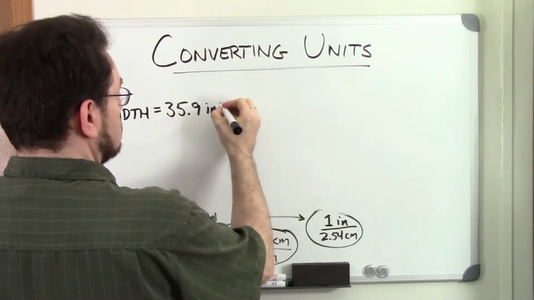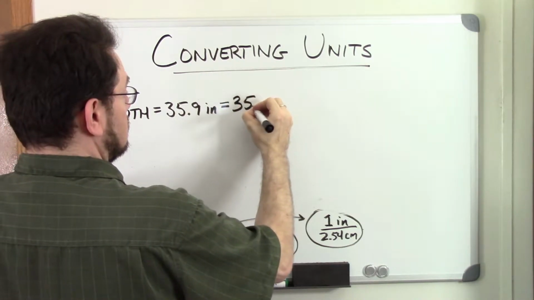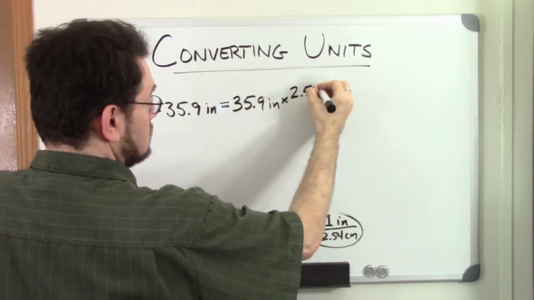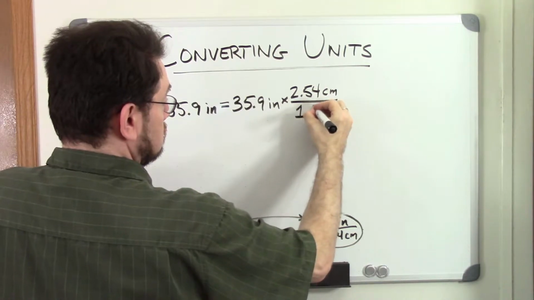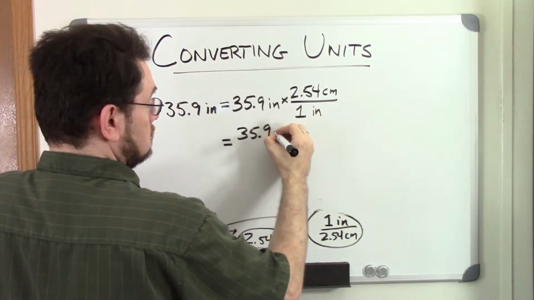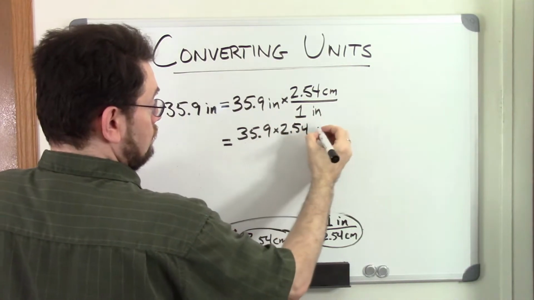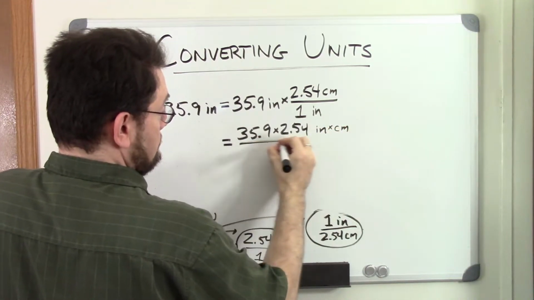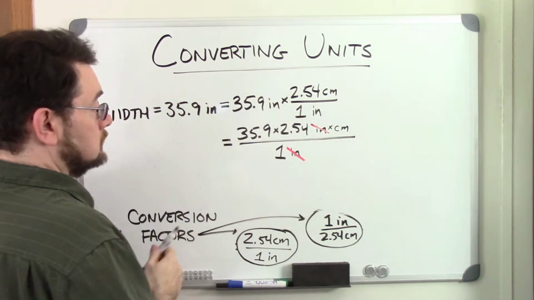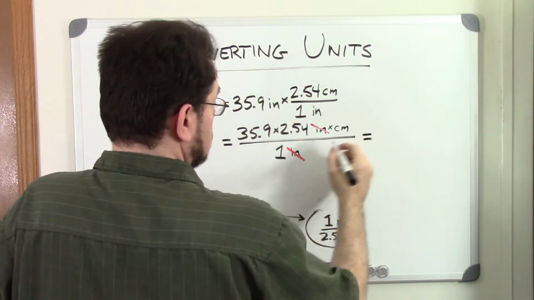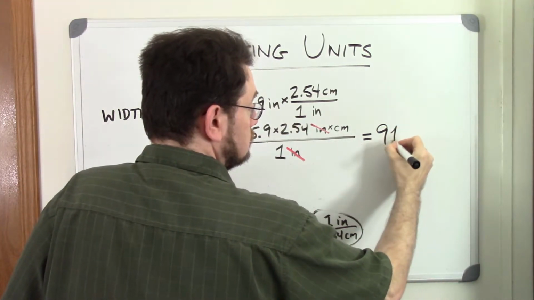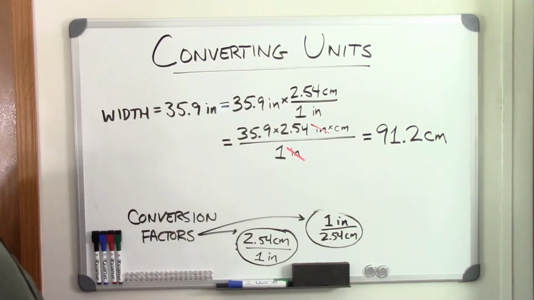So say I know my whiteboard is 35.9 inches wide, and I want that in centimeters. I would write width equals 35.9 inches, and then I would multiply it by the conversion factor that will cancel out inches and leave centimeters. In this case, it's the one with inches on the bottom of the fraction and centimeters on the top. So width equals 35.9 inches times 2.54 centimeters over 1 inch equals 35.9 times 2.54 inches times centimeters divided by inches. The inches cancel out, and we get 91.2 centimeters.